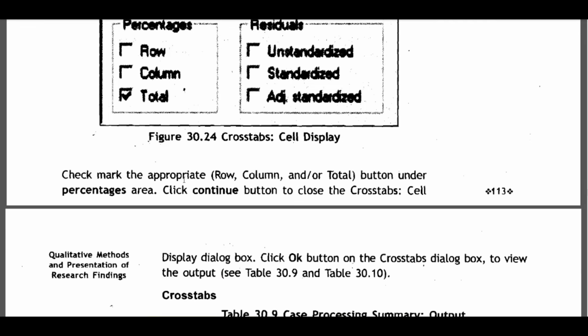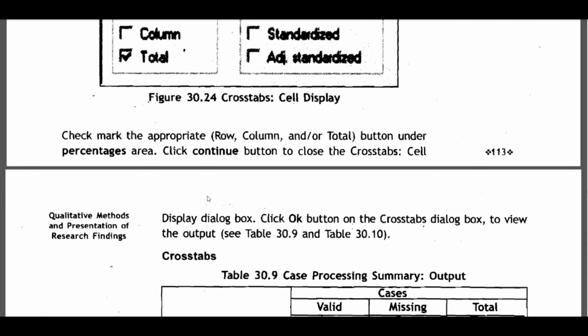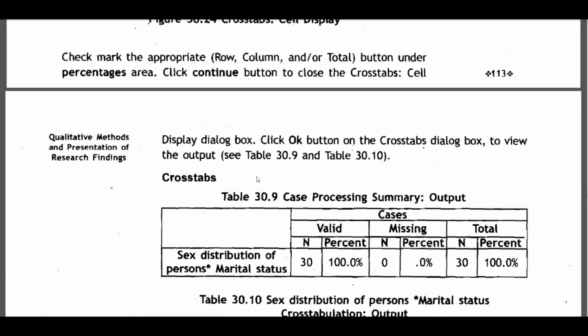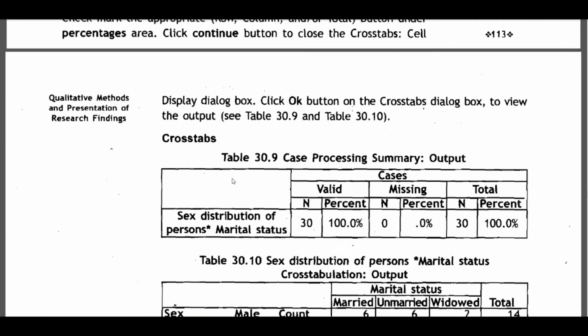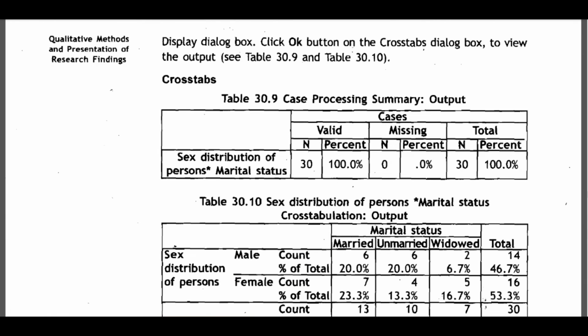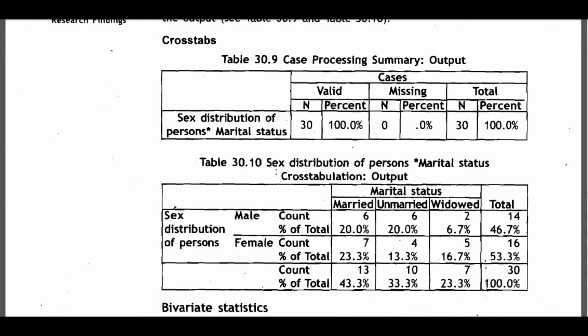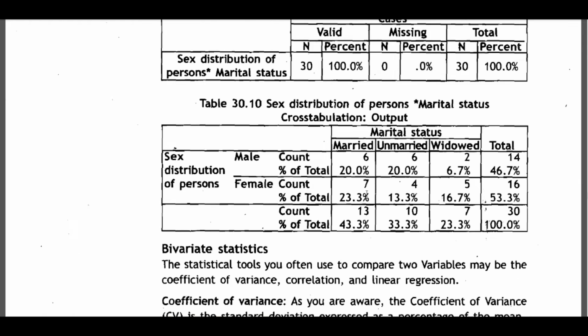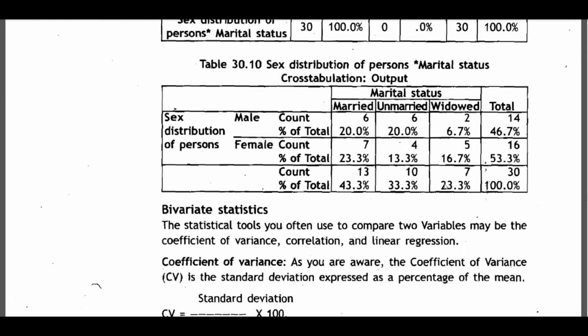Check mark the appropriate row, column or total button under the percentage area, click Continue button to close the Crosstabs Cell Display dialog box, click OK button on the Crosstabs dialog box to view the output. Crosstabs, Table 30.9 case processing summary output. So this is the way we have calculated as per the percentage wise, and the total 100% like that it comes.